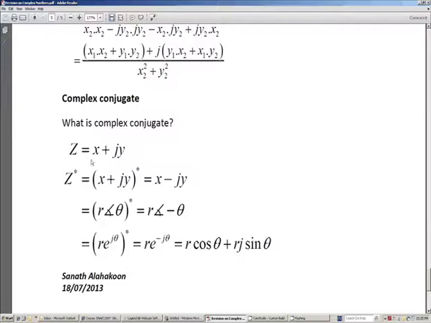So if this is a complex number, x plus jy, the complex conjugate of that is x minus jy. In r theta form, it is simply a change of the sign of the angle. And in exponential form, r e to the j theta, the conjugate is r e to the minus j theta, which results in, there is a mistake, r cos theta minus rj sin theta. So I'll upload the correct version when I upload the PDF file of this one.